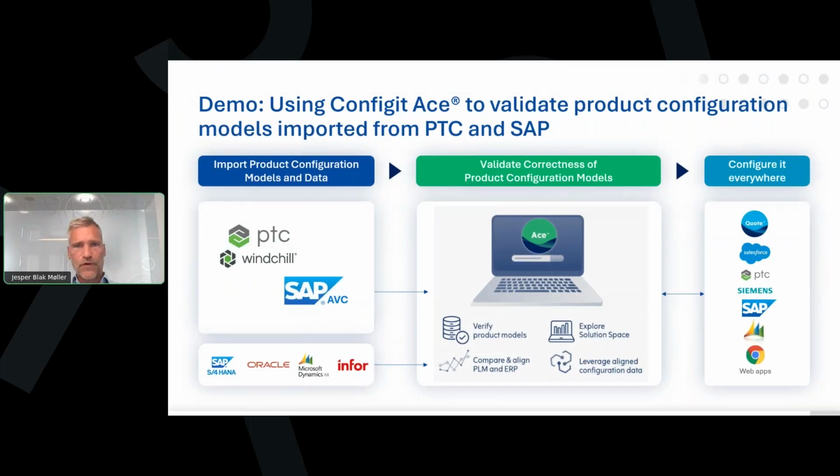So once we have verified the correctness of the models and ensured that they are aligned, we can then expose the resulting configuration models from either P2C or SAP through Configit's REST APIs. And this allows us to consume the data in a configurator, for example, in a CPQ system. It could be Salesforce or a custom app that you have created using our SDK. And this way, users or customers themselves can configure the products without running into errors, because we have analyzed the models up front.